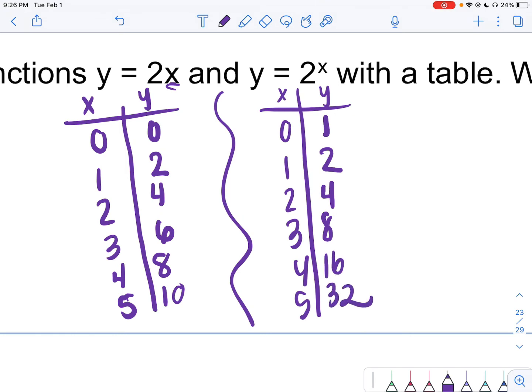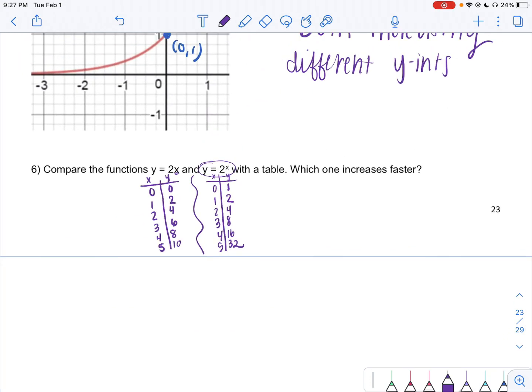Okay, so hopefully you can see if you look over at this table, we have the same x values, right? But we only get up to a y value of 10. Over here we get up to a y value of 32. So my exponential function is definitely increasing faster than my linear function.